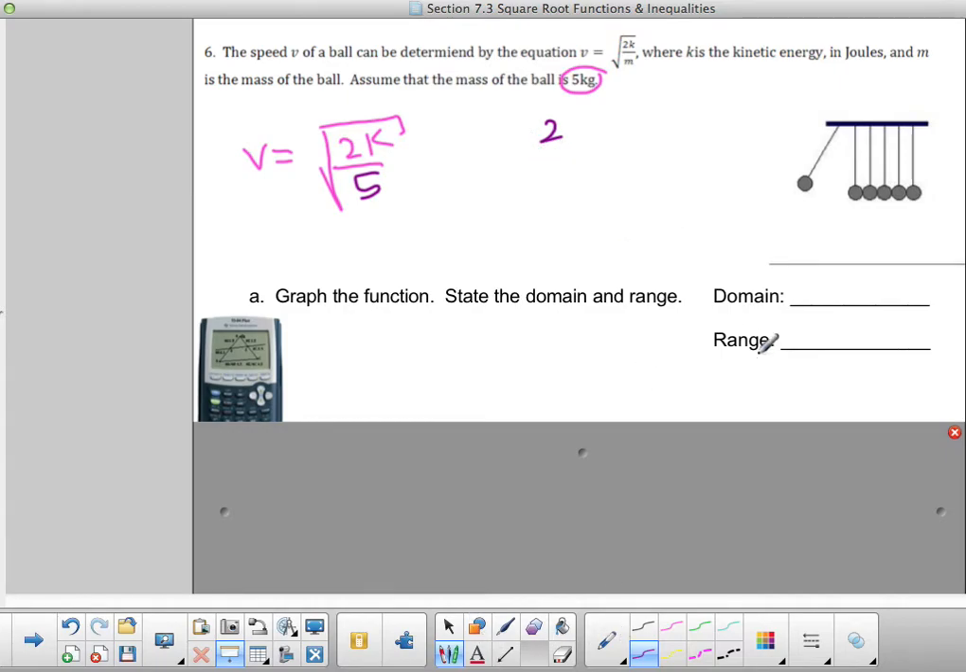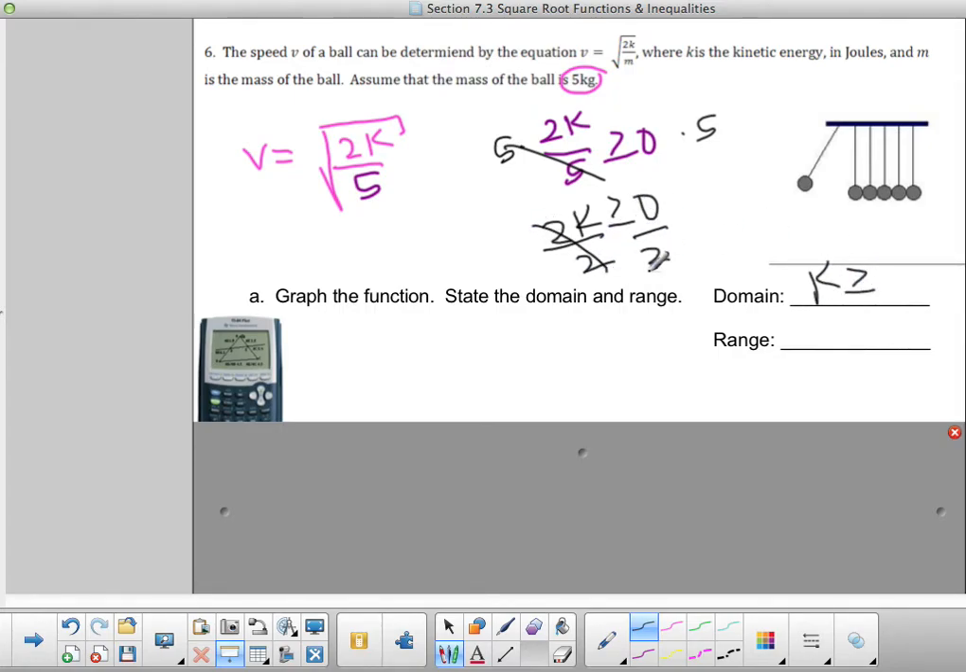All right. So let's find the domain. It's 2k over 5 is greater than or equal to 0. So to solve this, I would multiply both sides by 5. So 2k is greater than or equal to 0 times 5, which is 0. If I divide by 2, k is greater than or equal to 0 divided by 2, which is 0. So there's my domain. And my range is what's after my square root sign. Well, there's nothing. So it's not using y, it's using v. So v is greater than or equal to 0. So I know I'm going to be starting at the ordered pair 0, 0.